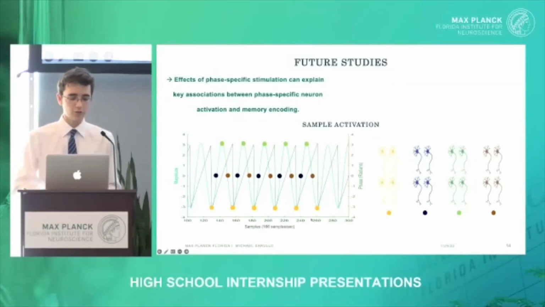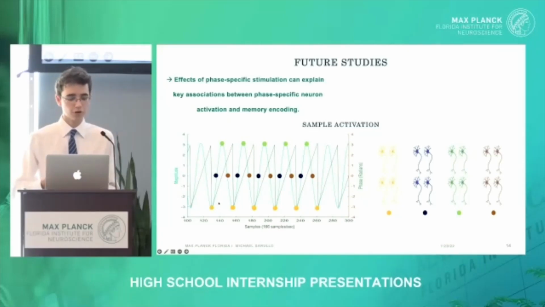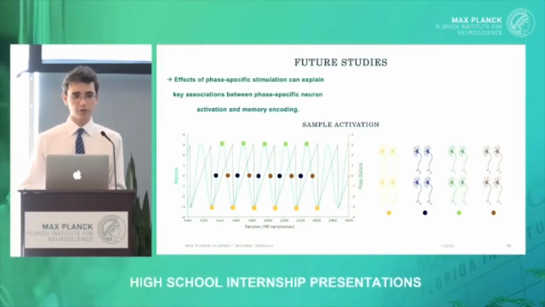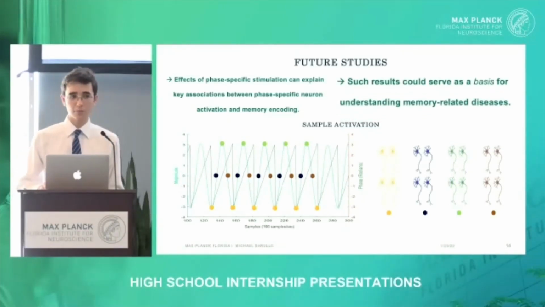For example, if we find that neuronal population yellow is active at phase negative pi, and the blue neuronal population is active at phase negative pi over 2, then we can target stimulation at these phases in order to see how these different populations affect memory encoding. Such results could serve as a basis, but not an immediate treatment, for understanding different memory-related diseases in the future.